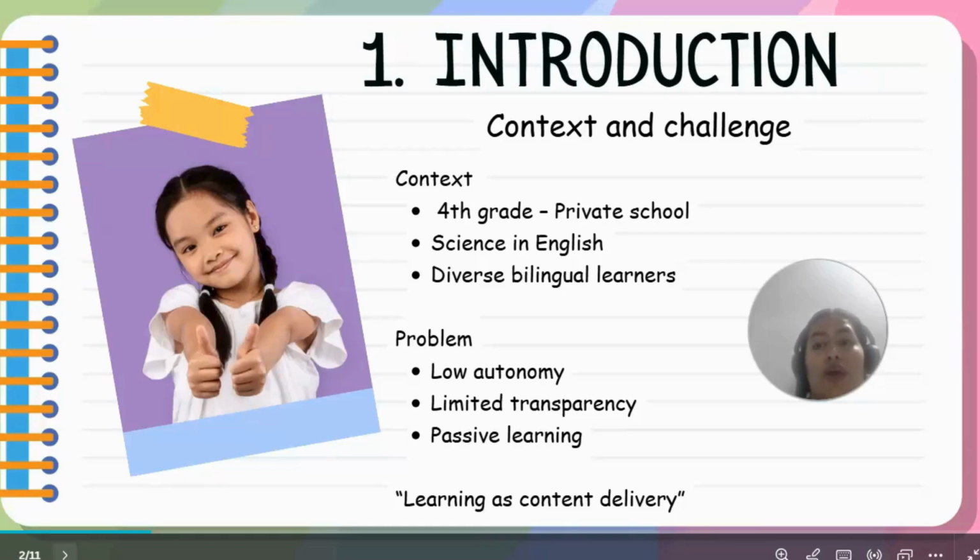Students show low autonomy and there is limited transparency in the learning process. Most of the time, learning is focused on content delivery, so students tend to be passive instead of active participants. Although there are strengths like a structured curriculum and teacher guidance, learning is not always explicit or connected to students' real-life context.